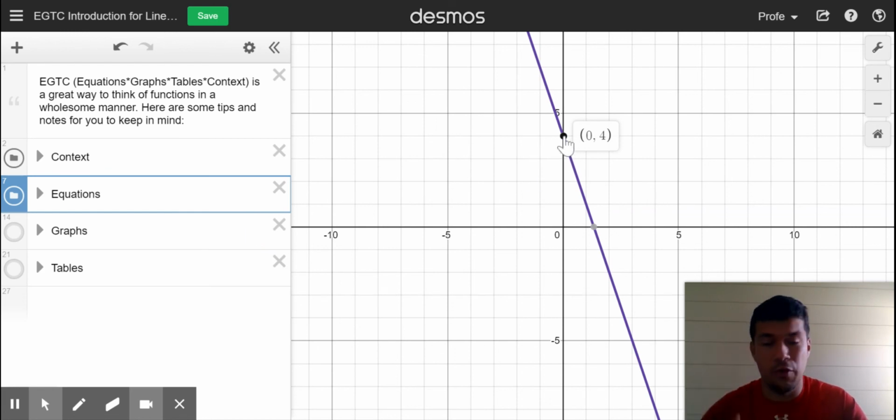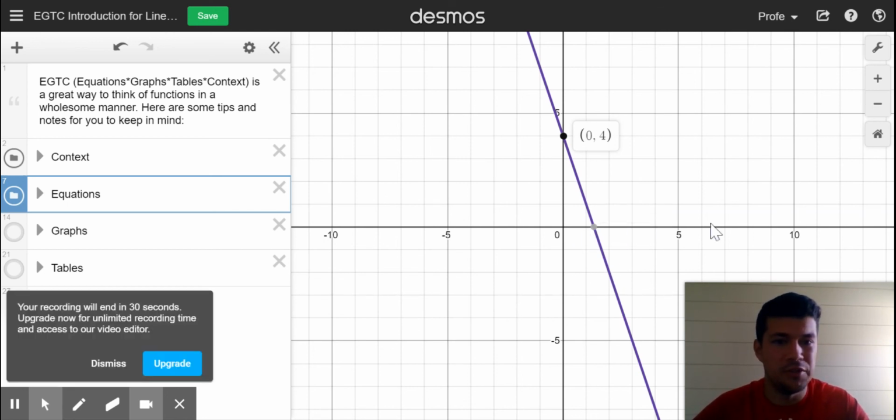You got your y-intercept at (0, 4), and then rate of change, if it's -3, we're going to go down 3, right 1, down 3, over 1. And we always move to the right because time is our independent variable, and time moves to the right. Time continues to elapse. All right.